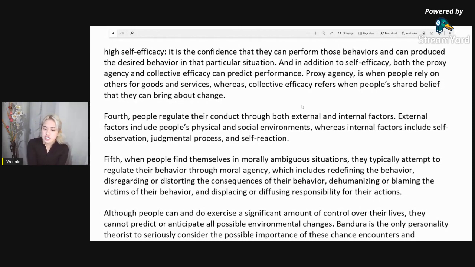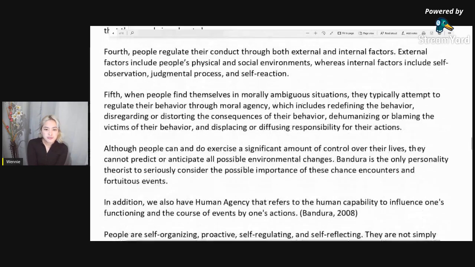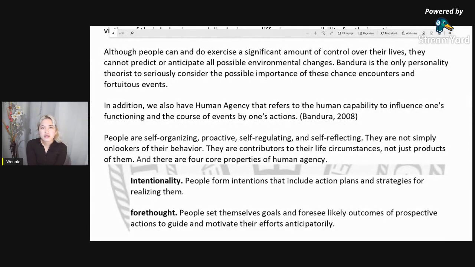Although people can do and exercise a significant amount of control over their life, they cannot predict or anticipate all the possible environmental changes. So Bandura is the only personality theorist to seriously consider the importance of this chance encounter and fortuitous event. And Bandura defined chance encounter as unintended meeting of persons unfamiliar to each other. And fortuitous event naman ay environmental experience that is unexpected and unintended.